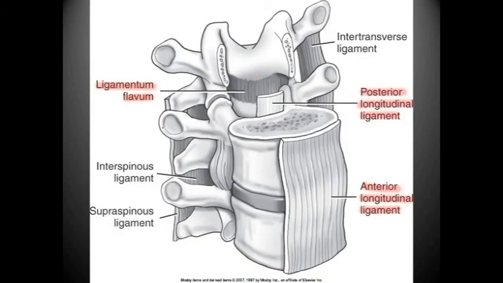Here we have the anterior longitudinal ligament, and we have the posterior longitudinal ligament. And as you can see, it kind of just compresses everything and keeps everything working together so that one doesn't slip from the other. And then we also have the ligamentum flavum.